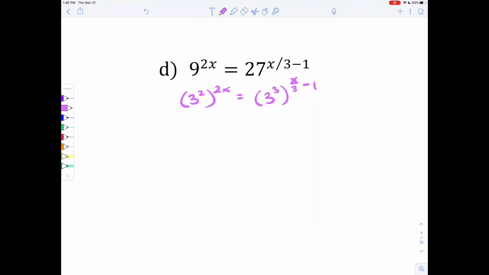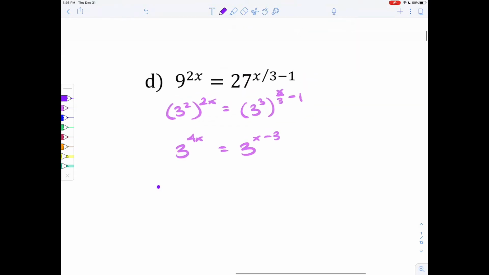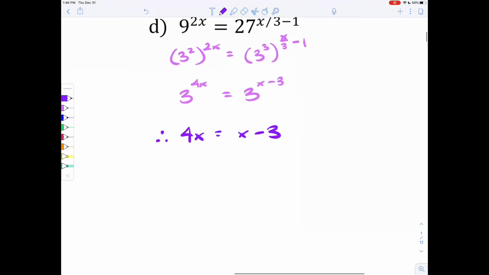Opening up those brackets, we get that. And 3 times x over 3 is just x. 3 times negative 1 is negative 3. So there's that. And now that we have that, we can say that the exponents must also be equal. And we'll just solve for x.